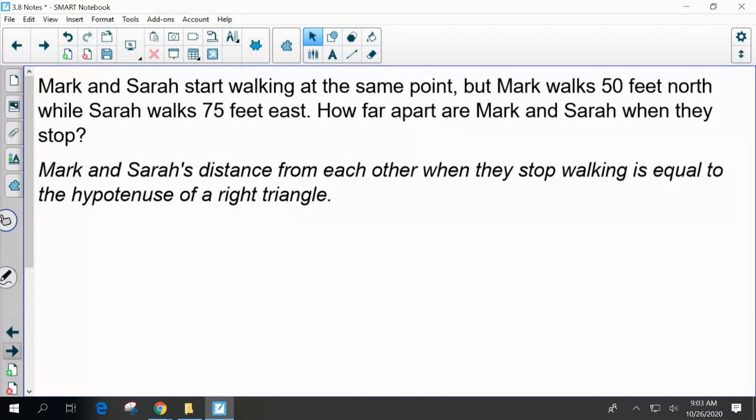Read through the problem, and I just draw a picture as I'm reading. So Mark and Sarah start walking at the same point, but Mark walks 50 feet north. So I'm going to draw a line going north, which I realize up is not always north, while Sarah walks 75 feet east. So I'm going to go 75 feet east. And then how far apart are Mark and Sarah when they stop? So how far apart they are would be C.